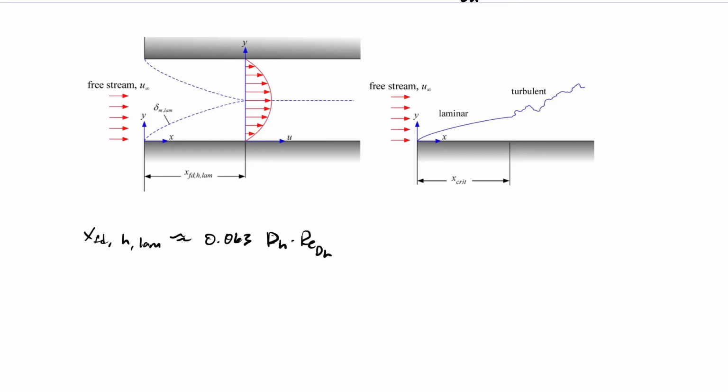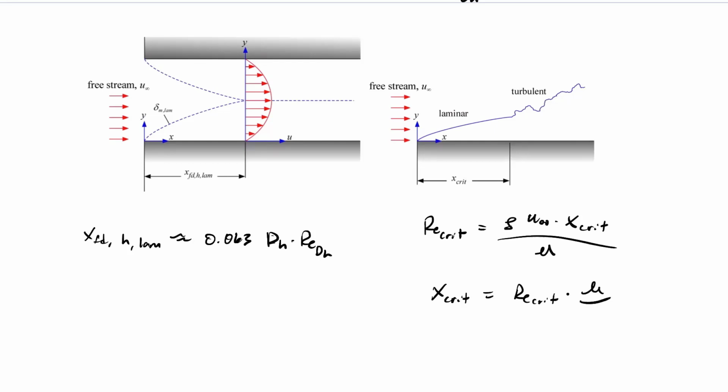Okay, and then when would it become turbulent? Well, that's going to be when the critical Reynolds number, Re_crit, is equal to rho times U infinity times X_crit, where X_crit is the position at which it would become turbulent, divided by mu. So then X_crit is just equal to Re_crit times mu over rho times U infinity.